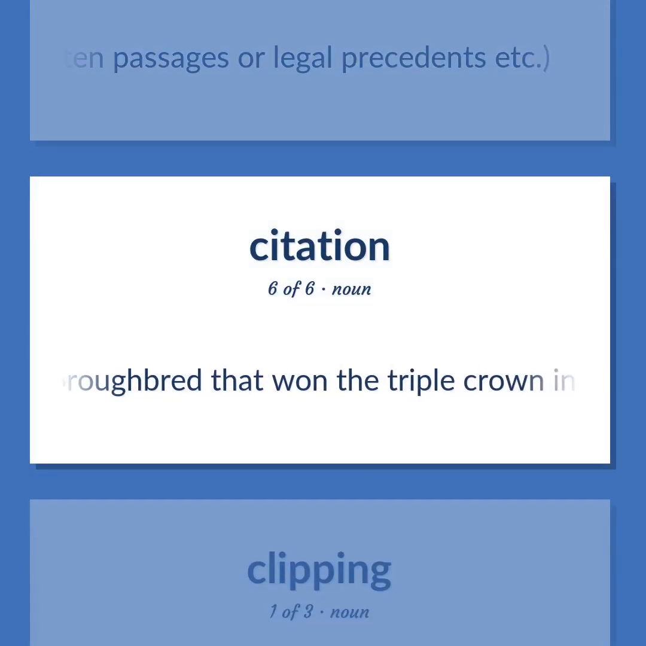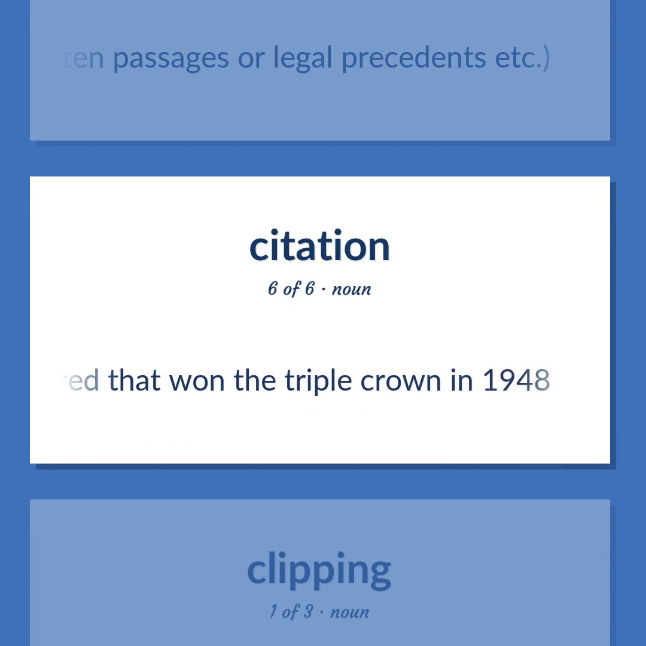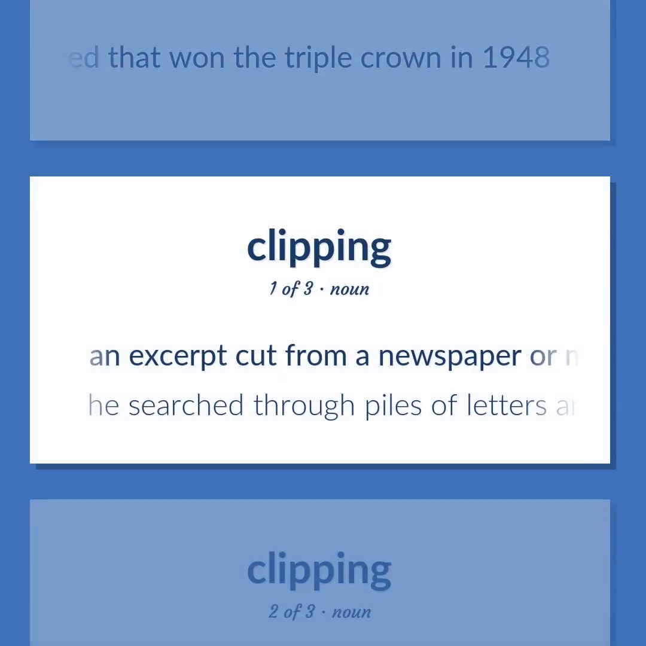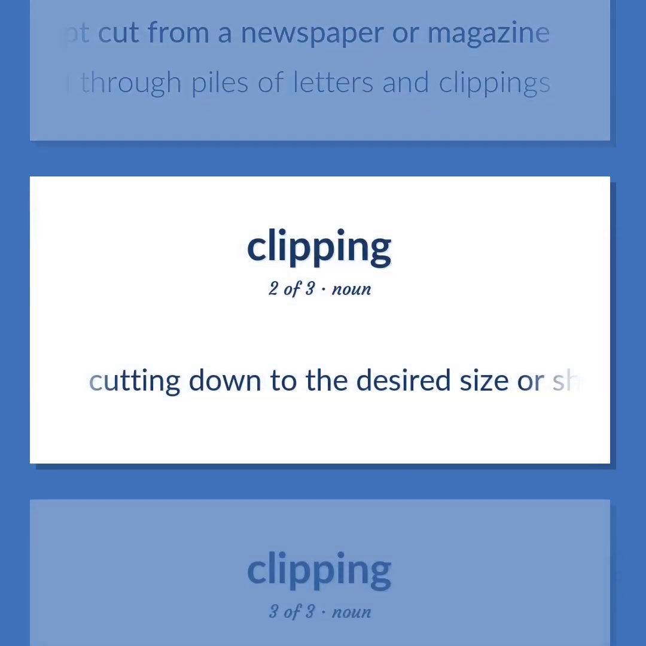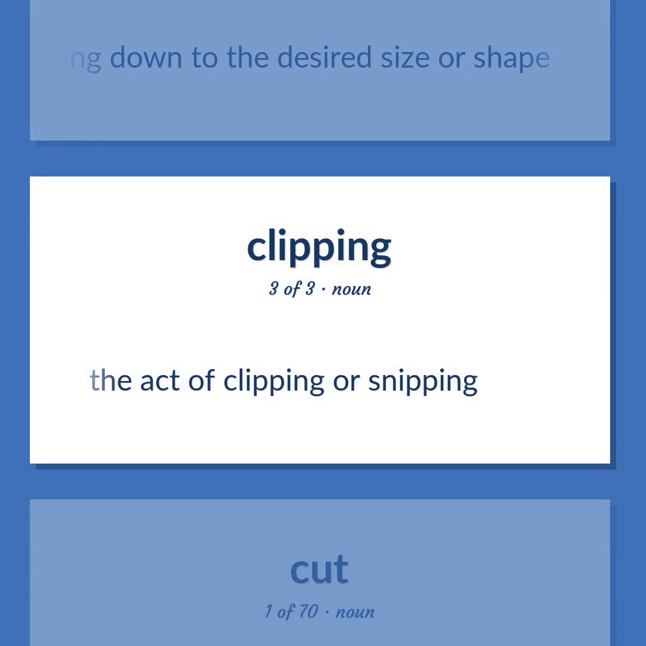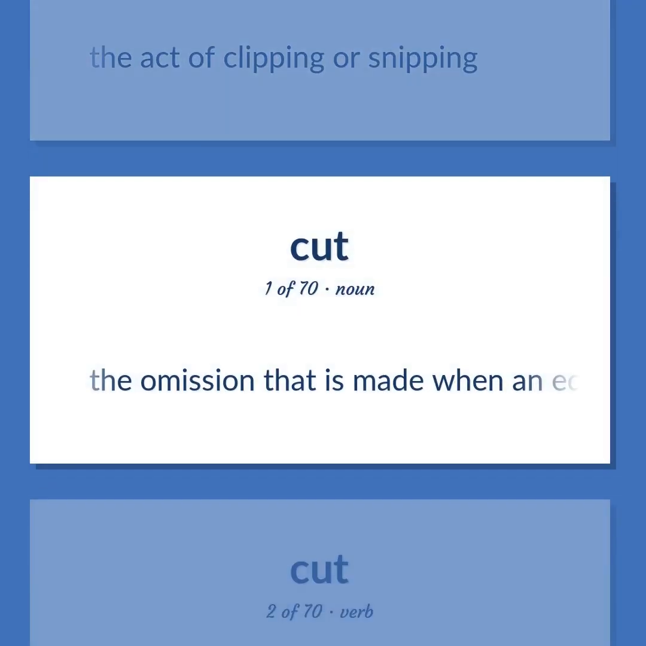Thoroughbred that won the Triple Crown in 1948. An excerpt cut from a newspaper or magazine. He searched through piles of letters and clippings. Cutting down to the desired size or shape. The act of clipping or snipping. The omission that is made when an editorial change shortens a written passage.